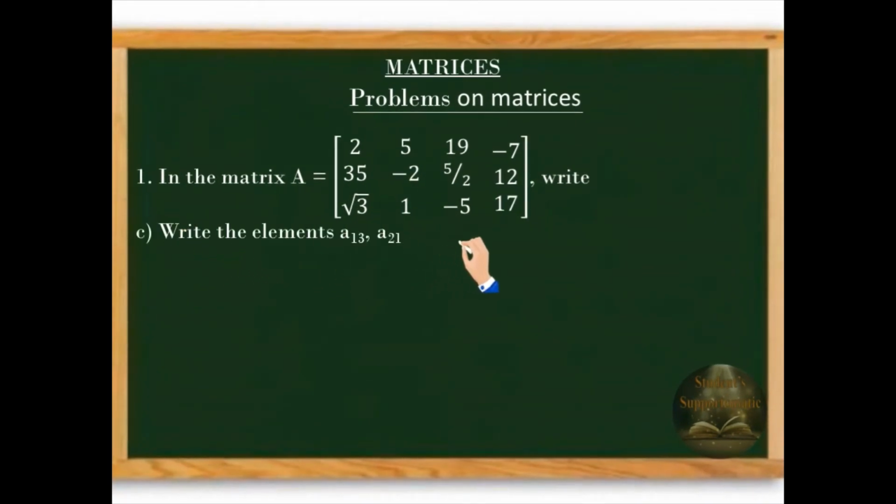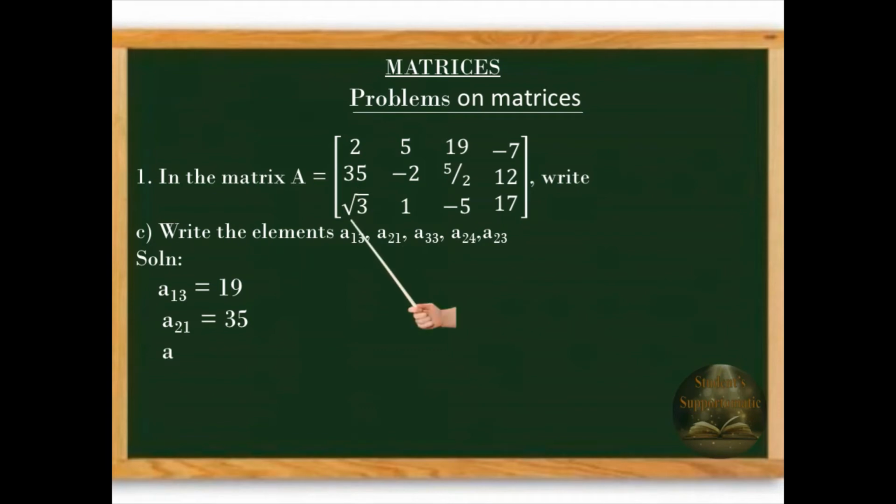So write the elements A13, A21, A33, A24 and A23. Okay, the solution is: the first element is A13, that is the first row and third column. What is that? That is 19. The next one is A21, that is the second row, first column. The number is 35. And the next one, A33, third row and third column. That is minus 5. And next is A24, second row, fourth column. What is that? 17, sorry, 12. It is second row, fourth column, 12.